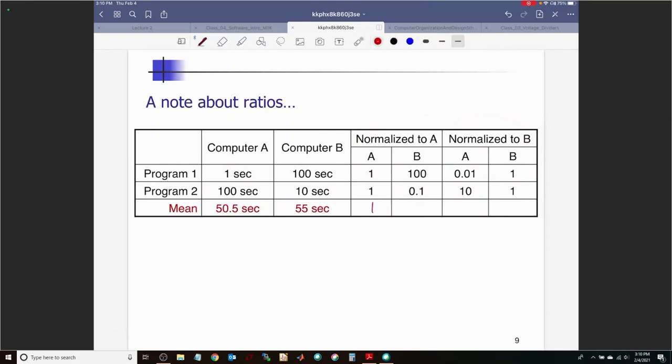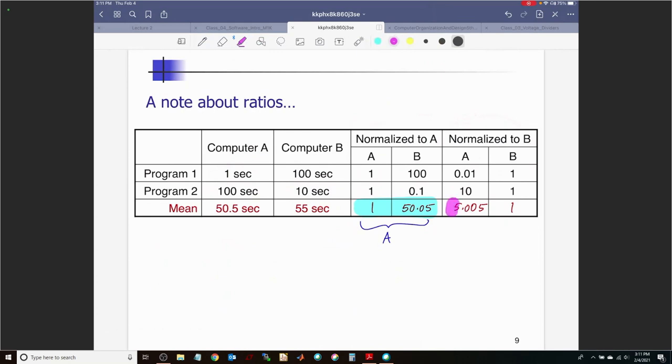I'm going to get a 1 over here, 100 plus 0.1 divided by 2, that is going to give me 50.05. And then I have 10 plus 0.01 divided by 2, 5.005. And then last column is 1. Now let's take a look. If you just look at these two numbers, which computer is faster? A is faster because this is taking 1 and that is taking 50.05.